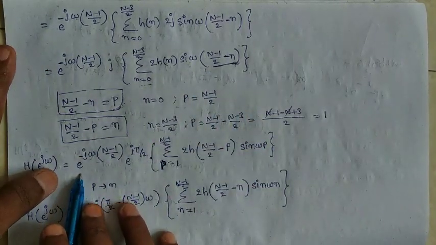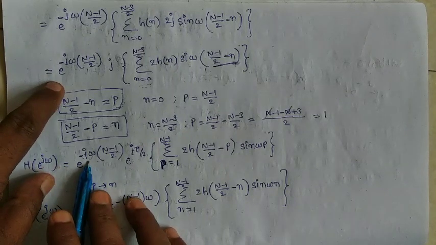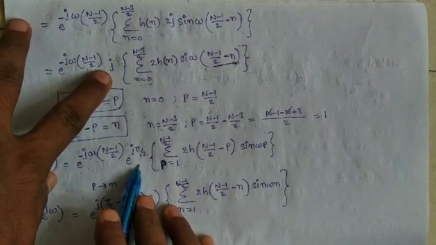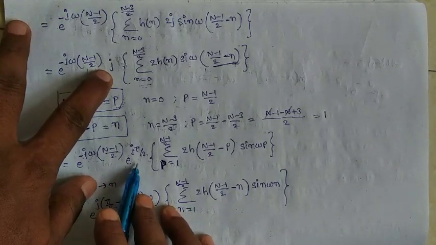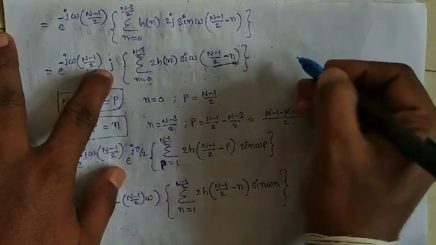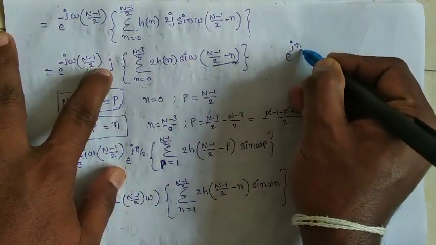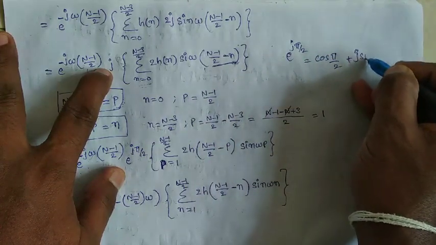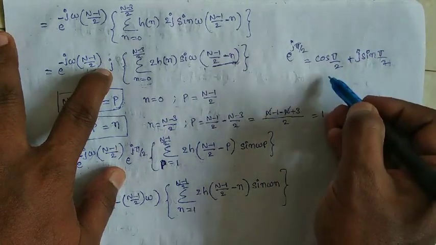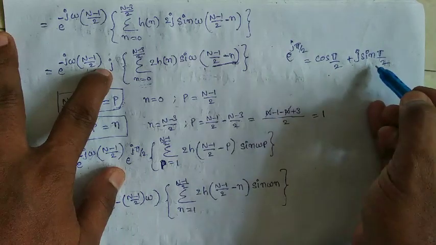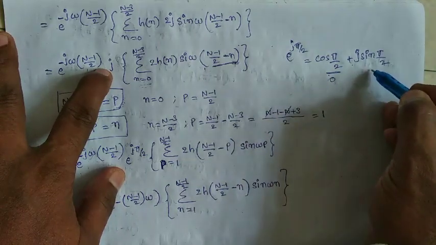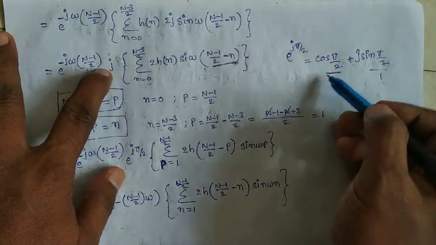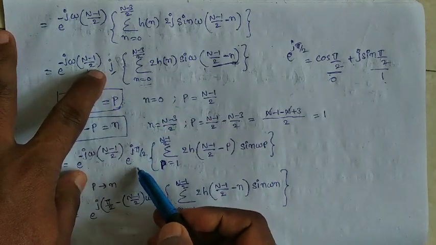Here H of e power j omega is equal to what? e power minus j omega (N minus 1)/2, and j. How do we write the j value? e power j pi by 2 is j. Observe that e power j pi by 2 is equal to cos pi by 2 plus j sin pi by 2. Cos pi by 2 is 0 and sin pi by 2 is 1, so we get 0 plus j into 1, which is j. So j can be written as e power j pi by 2.